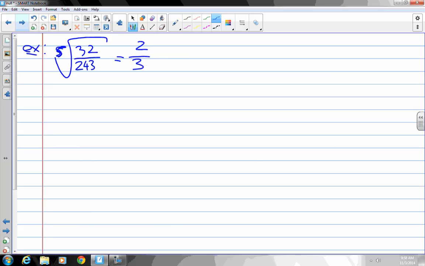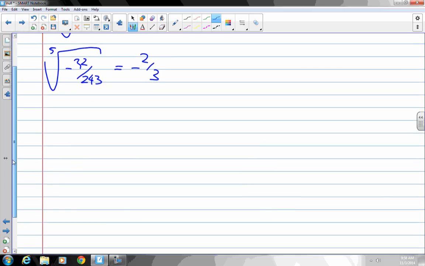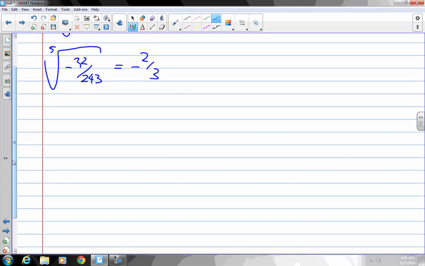Well, let me ask you this question. Fifth root of negative 32 over 243. What will that be? Negative 2/3. Right? What about the negative of the fifth root of negative 32 over 243? Positive 2/3, because that negative has very little to do with what goes on in the radical. So really it comes out to be negative of negative 2/3, which is 2/3.